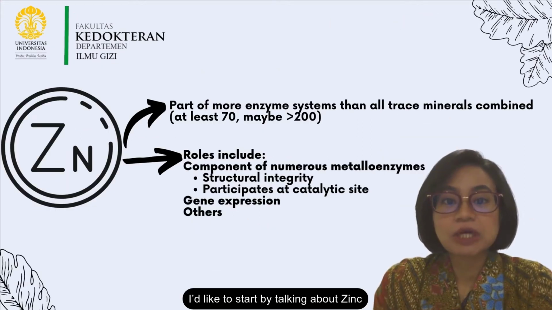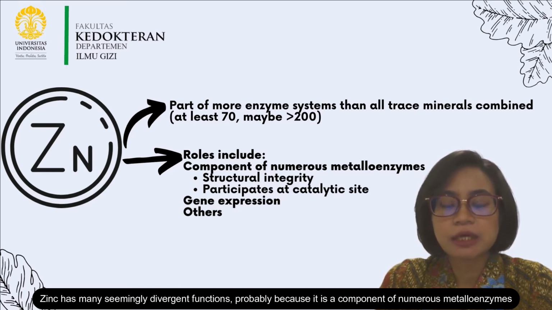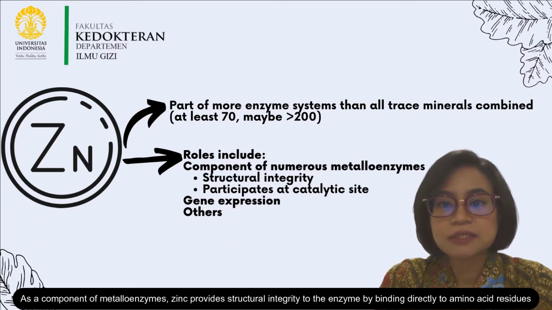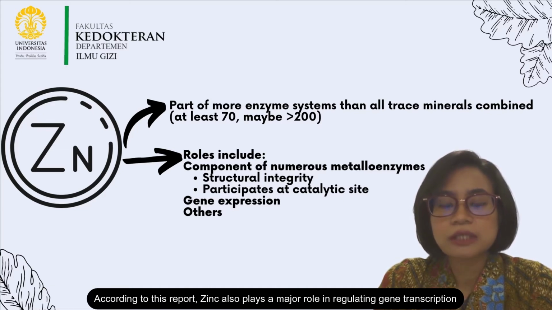I'd like to start by talking about zinc. Zinc has many seemingly divergent functions, probably because it is a component of numerous metalloenzymes. As a component of metalloenzymes, zinc provides structural integrity to the enzyme by binding directly to amino acid residues and thereby stabilizing the enzyme's tertiary structure, and participates in the reaction at the catalytic site. According to this report, zinc also plays a major role in regulating gene transcription.